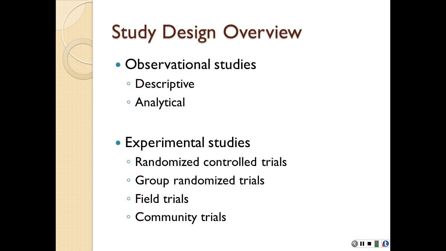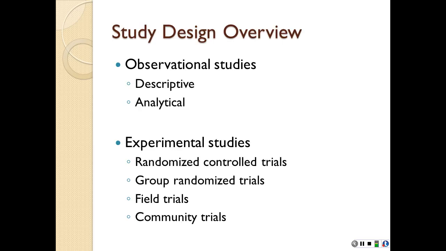Group randomized trials are the same idea, except instead of randomizing individual people, you randomize groups of people. So instead of randomizing individual children within a school, I could randomize schools to treatment groups. Does that make sense?